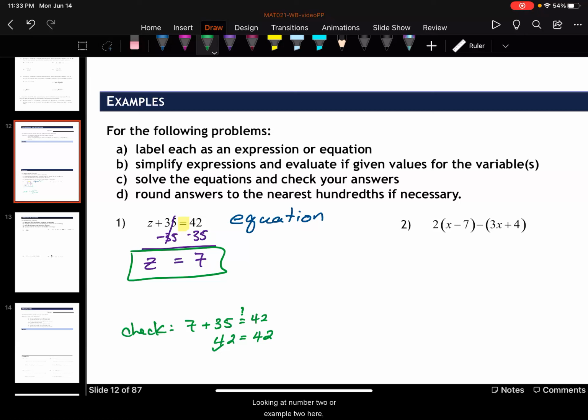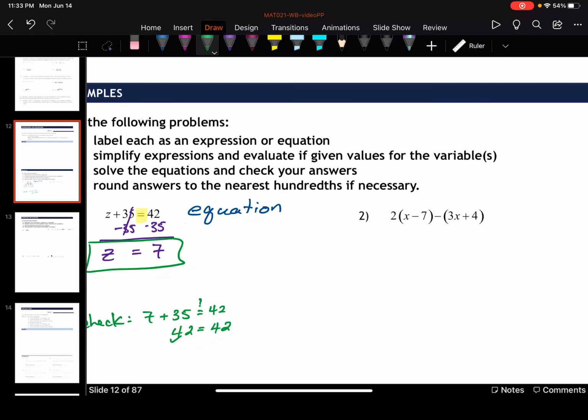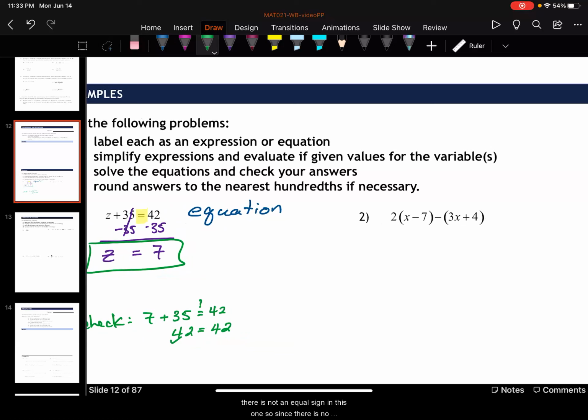Okay, looking at number 2, or example 2 here, there is not an equal sign in this one. So since there is no equal sign, this is going to be an expression. With expressions, we can simplify them. Sometimes they'll come down to a number, sometimes it'll be some variables and some numbers, but there will not be an equal sign in my final answer. So the first thing I'm going to do for this one is distribute my 2 into my first parentheses. So that would be 2x minus 14.